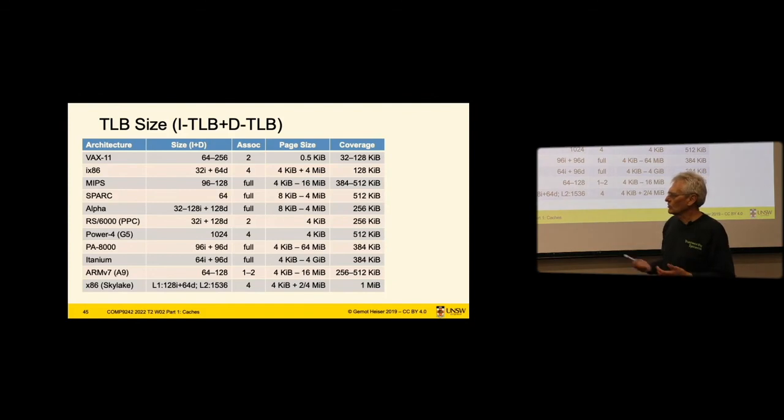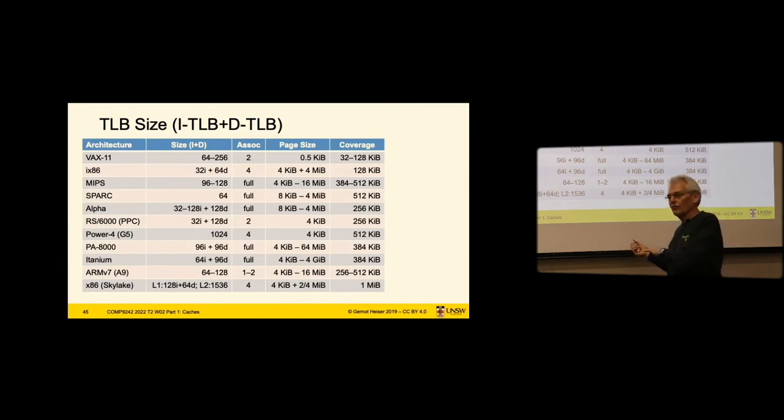So 128 is pretty normal. Some Intel processors have a pretty big stage 2 TLB, but the order of 100 is typical. And this is pretty much like at the beginning, 40 years ago. The page size went up by a factor of 8, but that was pretty early on. But for the last 35 years or so, TLBs basically haven't grown.